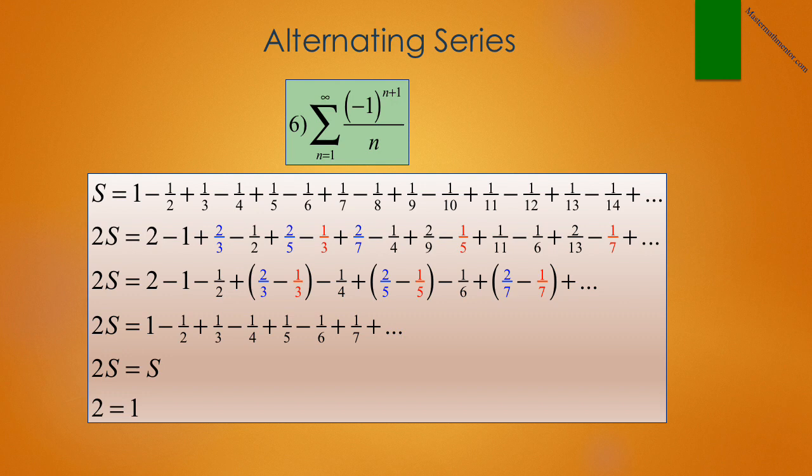And now we will combine the terms with the same denominator. So we get 2s is equal to 1 minus 1/2 plus 1/3 minus 1/4 plus 1/5 minus 1/6 plus 1/7 plus dot dot dot. But what is that series? That series is what we started with, S. So we have 2s is equal to s, and therefore 2 is equal to 1. Obviously, there's something wrong. But what is it?